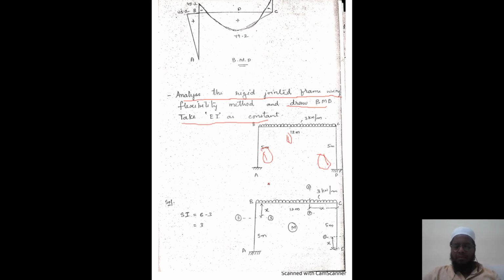Okay, so first of all, before solving the problem we have to calculate the static indeterminacy of the structure. To calculate it, see here, this is a fixed support. At A it is a fixed support, so we all know at a fixed support we have 3 unknown reactions. Similarly at joint D we have again 3 unknown reactions, that is 3 plus 3 will be equal to 6. So 6 minus equilibrium equations, which are 3, is 3. So this 3 indicates that the size of the matrix will be 3 by 3, and we have to remove 3 unknown reactions from the frame.